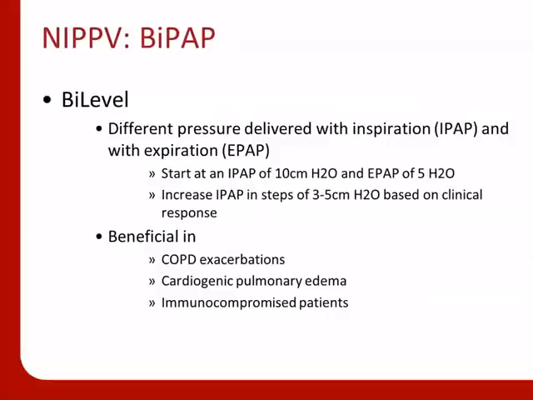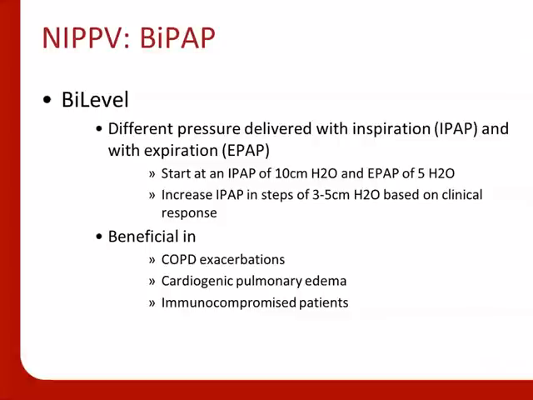With BiPAP or bi-level non-invasive positive pressure ventilation, you get two different pressures, a higher pressure with inspiration and a lower pressure with expiration. Typically, we'll start with an inspiratory pressure of somewhere around 10 and an expiratory pressure of 5. You increase the inspiratory pressure in steps of 3 to 5. Hypercarbia is the most common reason that we'll use bi-level as opposed to CPAP.